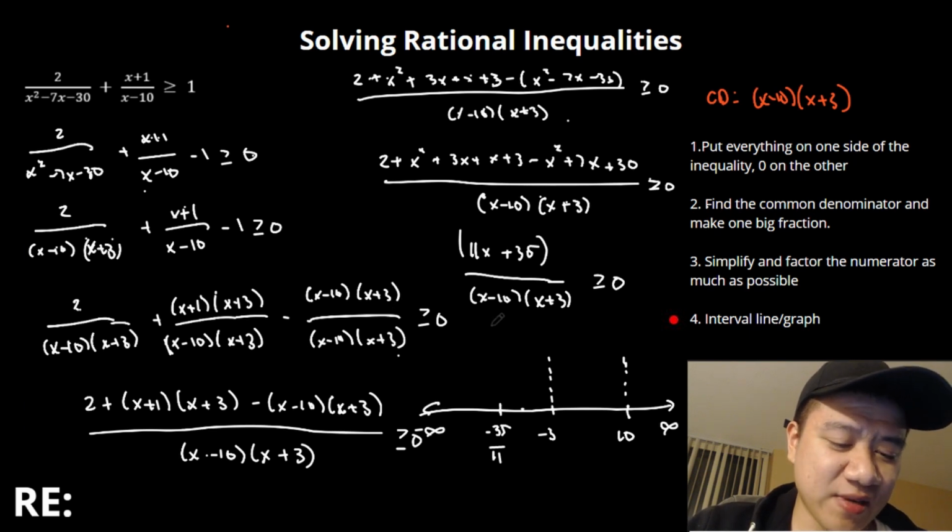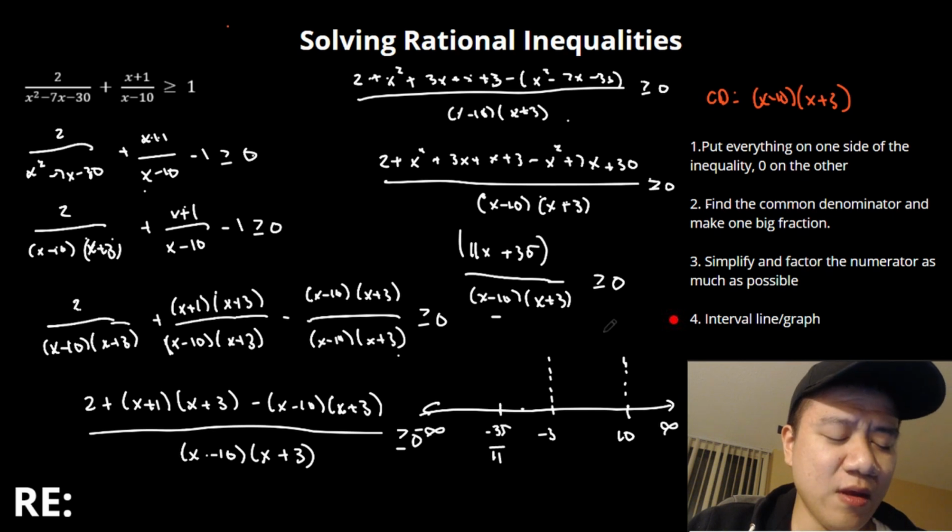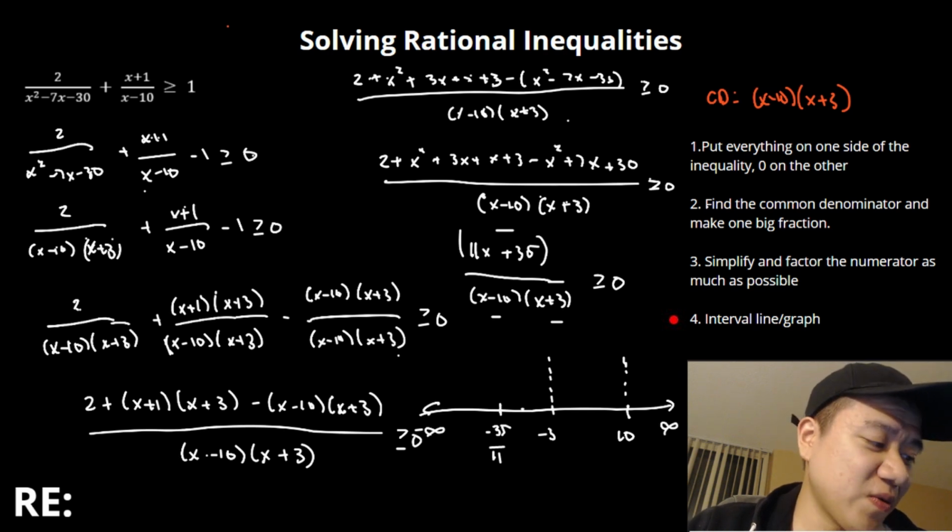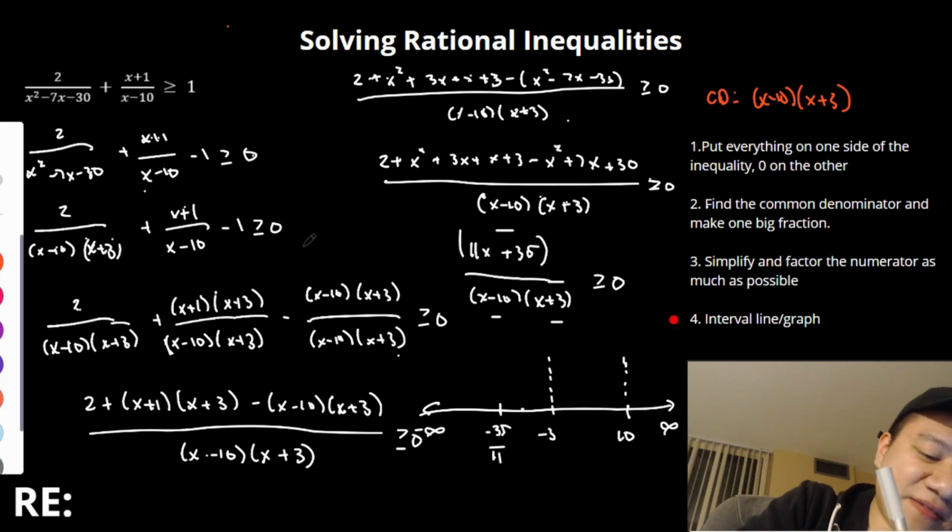Okay, so plugging in the numbers, something between -infinity and -35 over 11 is -4. So this guy's going to be negative. And this guy's going to be negative. This one's going to be negative. So overall we have a negative sign.